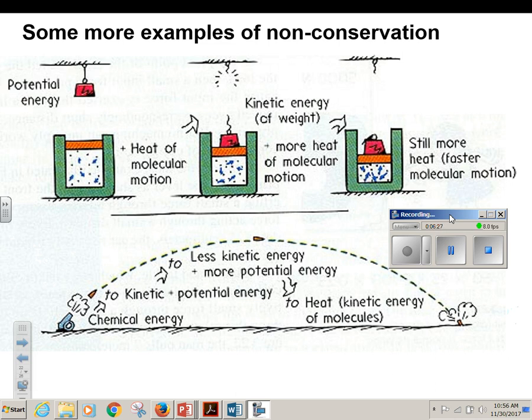And then chemical energy to kinetic energy plus potential, to less kinetic and more potential, to heat energy, which is just the kinetic energy of the molecules when it actually explodes. So those are things where we're changing it from one type of energy to another, and then it's changing to a different one, but it's considered non-conservative because it doesn't stay within the system itself. It's not just kinetic and potential energy anymore.